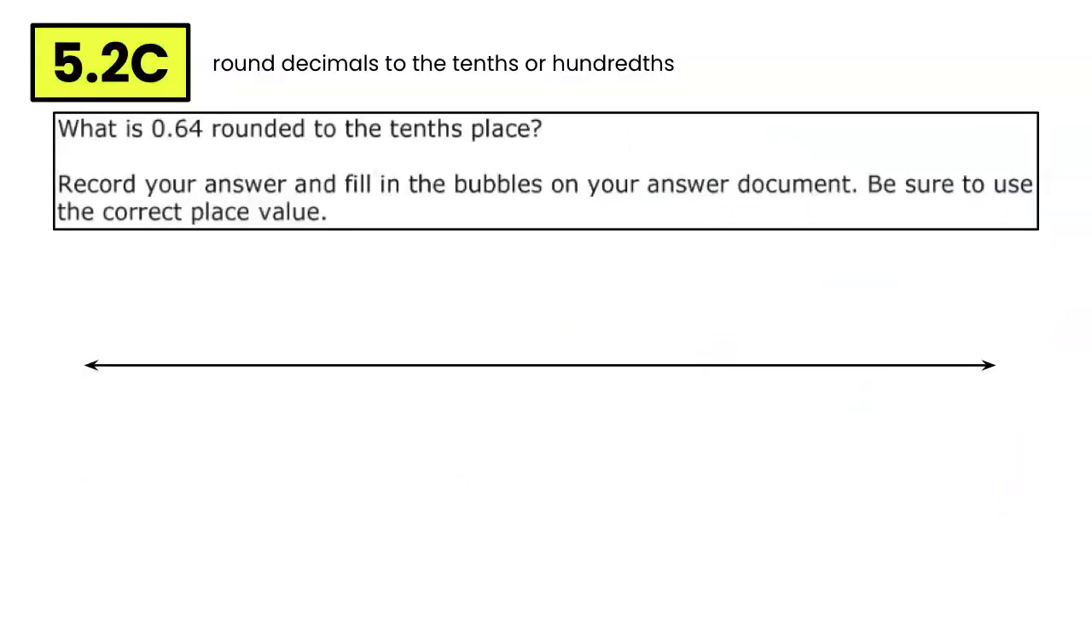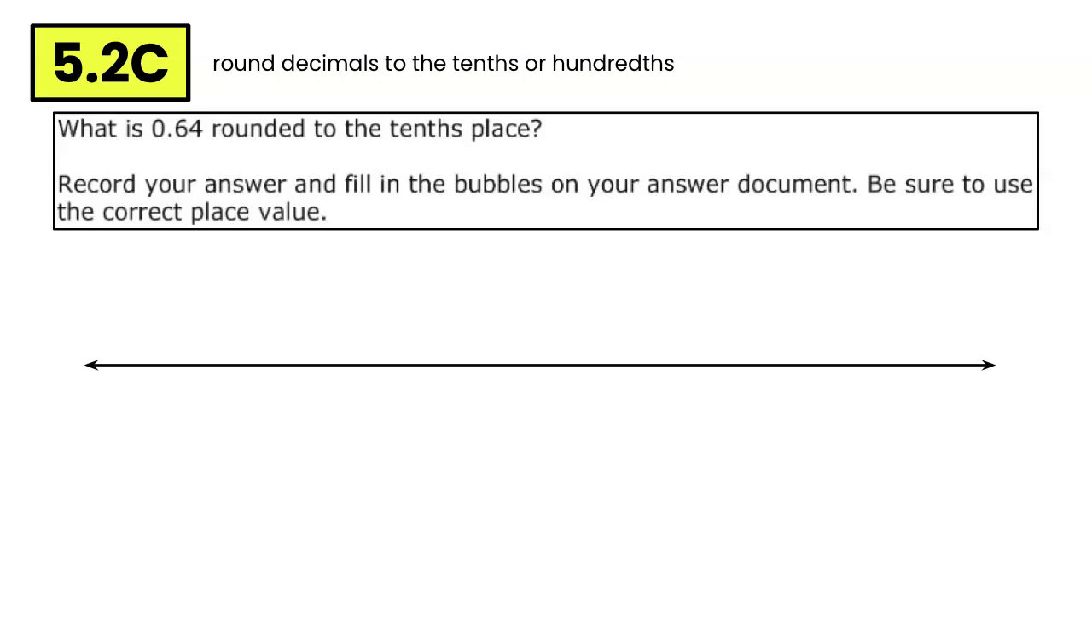2C is a very straightforward standard. It just says to round decimals to the tenths or hundredths place. So for this problem, what is 0.64 rounded to the tenths place? Well, students have been rounding numbers since 3rd grade. We're just moving it out further on the decimal place value chart.